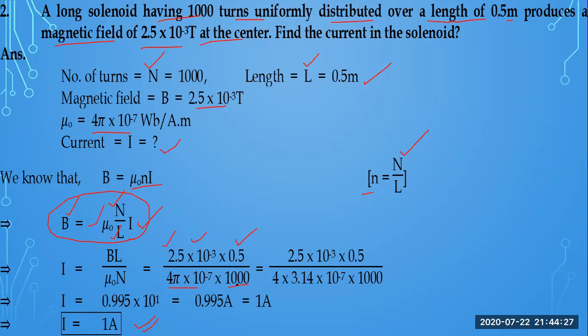If you put in the values, the value of pi is 3.14, and here the number of turns is 1000. You can already use the number of turns to calculate the turns per unit length, and then use that in this formula as well. It will be simpler. So if you follow these steps, then it's not difficult. It's easier for you to calculate the current passing through the solenoid.